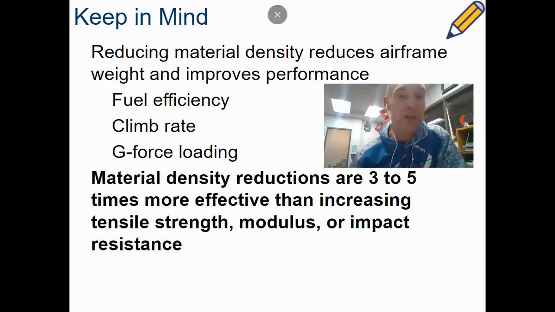Now, here's one thing I do want you to note: reducing material density reduces airframe weight and improves performance. This little thing in boldface here is something to consider. Material density reductions are 3 to 5 times more effective than increasing the strength, modulus, or impact resistance. So making it a less dense material is more effective than increasing its strength. That's something important to note. That's why we're going to composites. Composites are strong but light.